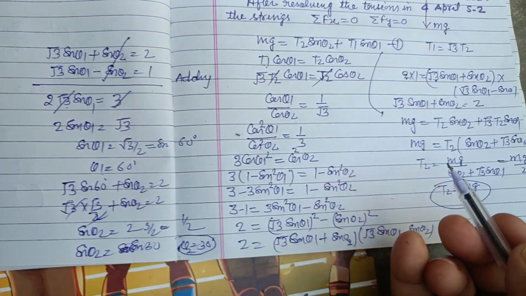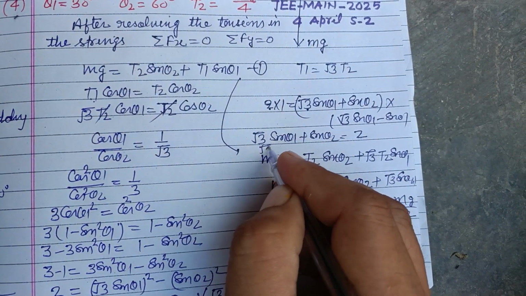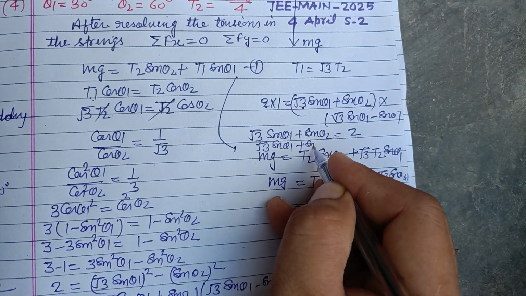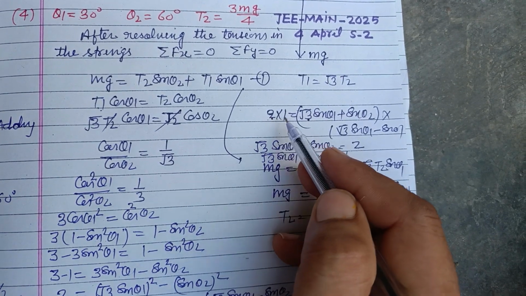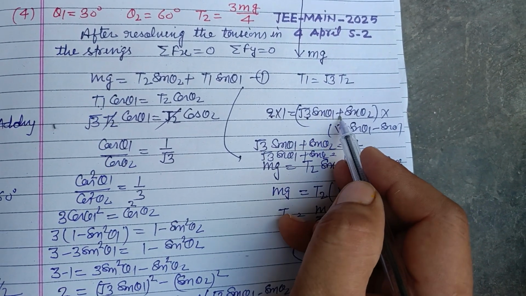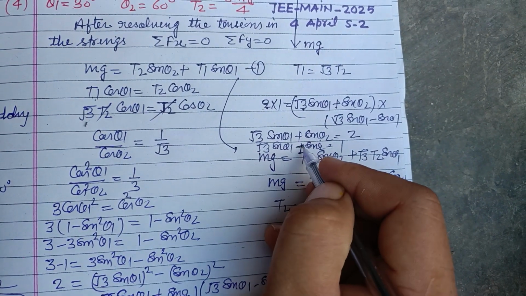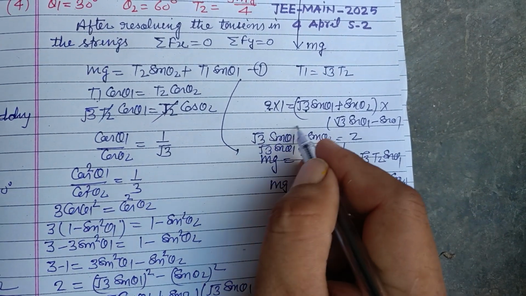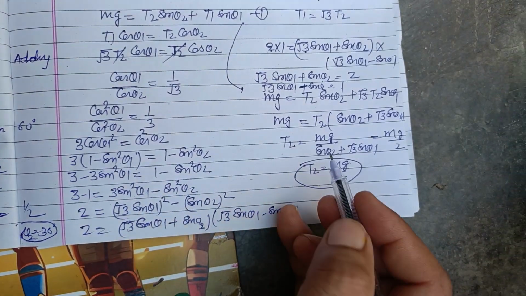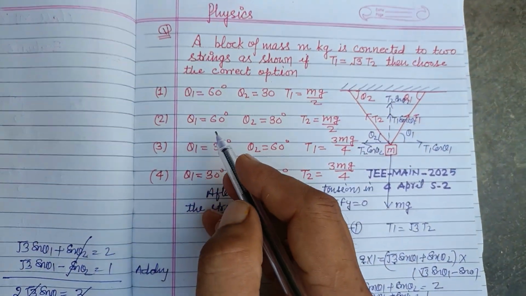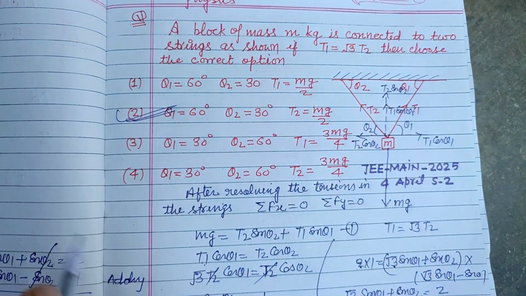So we can easily get theta by using these two equations. Here root 3 sin theta 1 plus sin theta 2 equal to 2, because we make 2 into factors, 2 into 1. The greater factor is used with plus, and the smaller factor is used with minus. This is minus, so 1. By solving these two equations, we can get the angles, and we can also get T2. So here theta 1 is 60, theta 2 is 30, and T2 is mg by 2. So option 2 is the correct answer of this question.